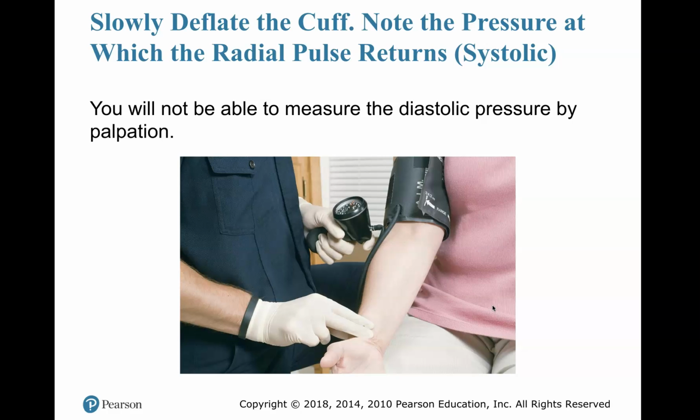And then as soon as we feel a radial pulse, whatever number the needle is on the sphygmomanometer, that is our systolic number. We can only get a systolic number. We cannot get a diastolic number on palpation.